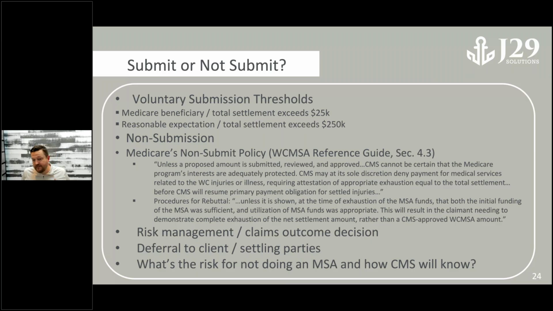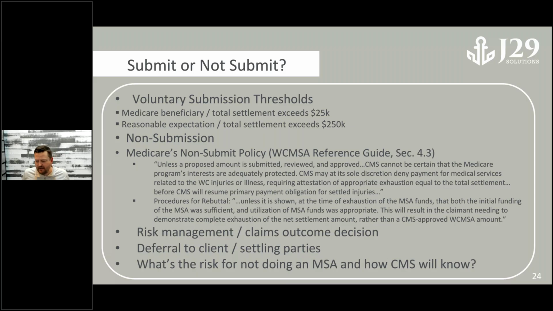I know of no instance where Medicare has denied benefits post-settlement because an individual has utilized a non-submit MSA and there was some sort of finding of insufficiency with respect to the funding. I have not seen that at all. That doesn't mean that it's not going to happen. I haven't seen it. Again, I respect and defer to the settling parties.